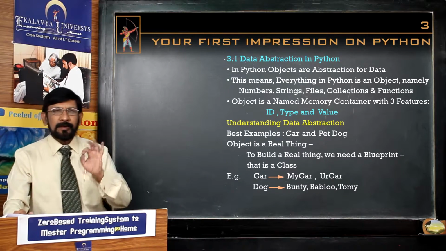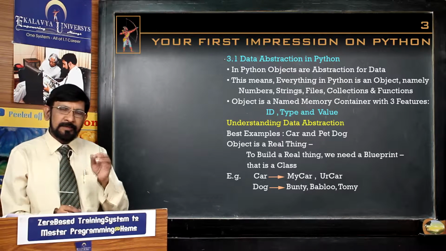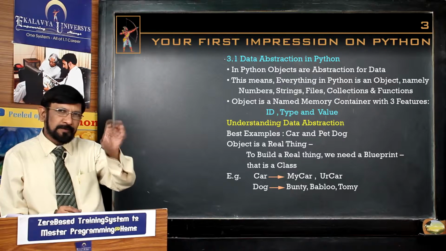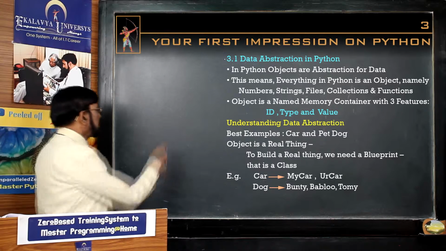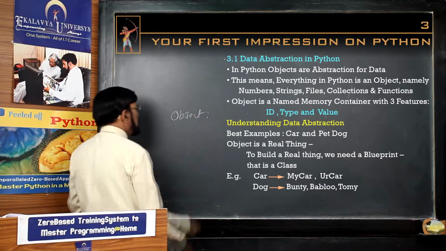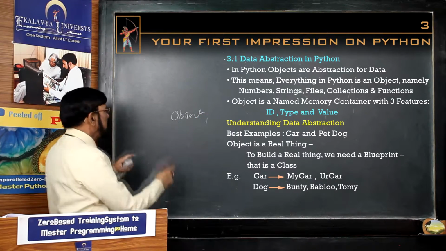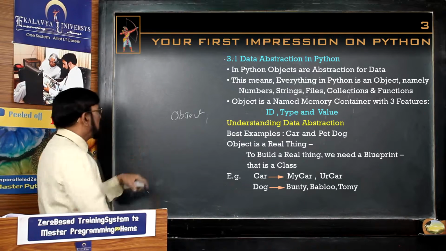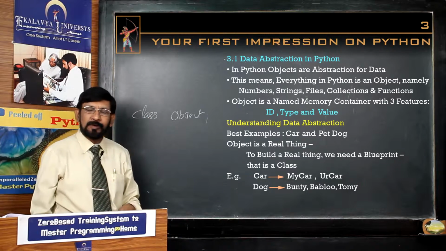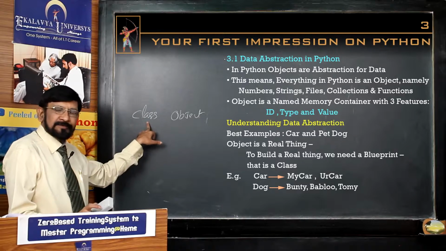In the same way, for any object, object means real thing, the essential prerequisite is first we have to develop its blueprint. For an object, a blueprint is required. That blueprint is called class. So, what is first? First, you have to define a class.